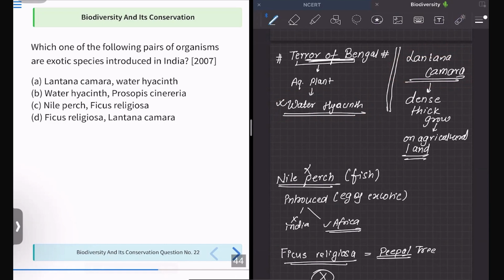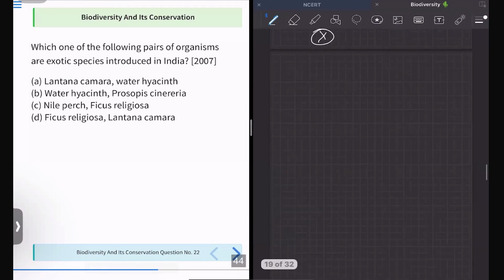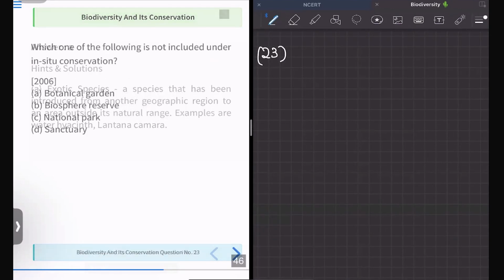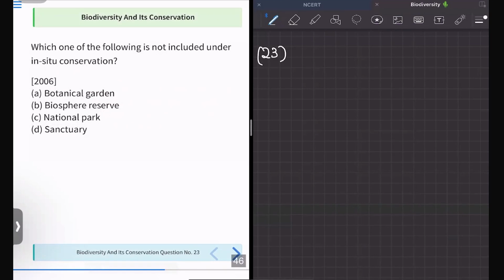I hope this concept of exotic species and water hyacinth is understood. I have shown you the image so that you can remember it. So with this, we have understood a concept and solved this question. Let us move to our next question, number 23, and try to see what question number 23 is giving us.